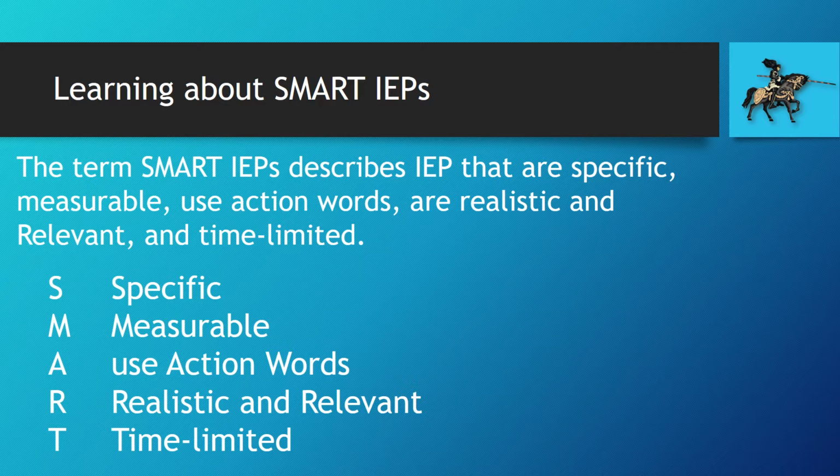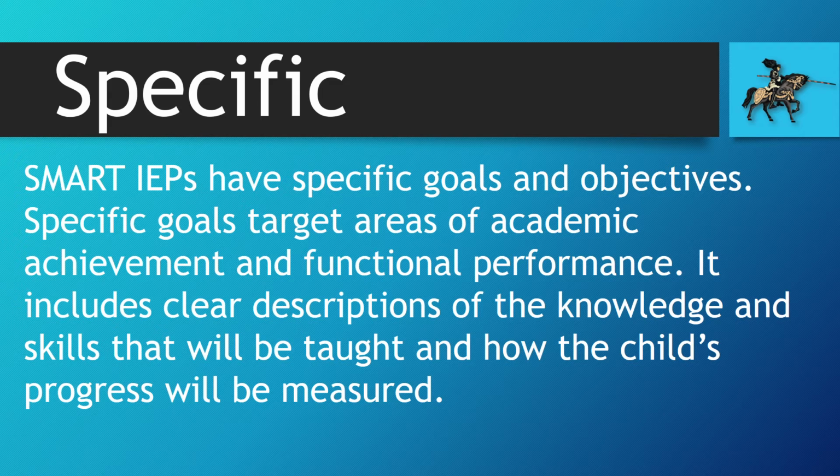SMART is an acronym. S stands for specific, M is for measurable, A is for use action words, R is for realistic and relevant, and T is for time limited. Specific goals target areas of academic achievement and functional performance. They include clear descriptions of the knowledge and skills that will be taught and how the child's progress will be measured.